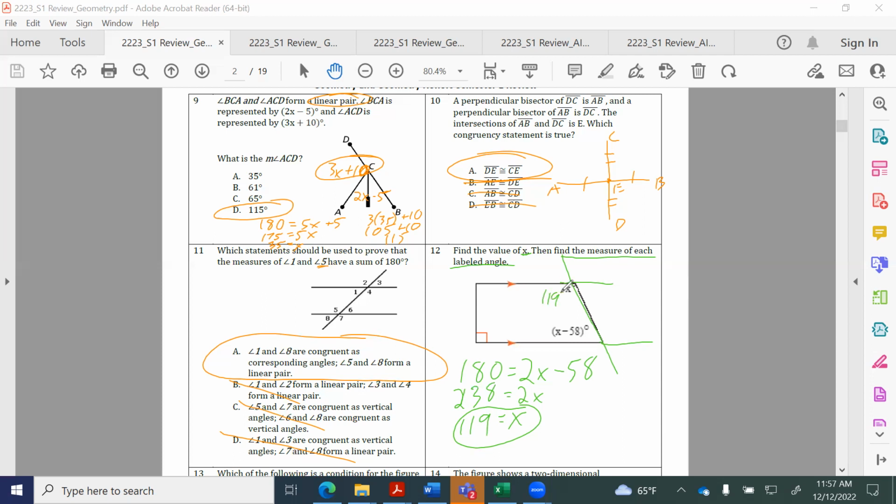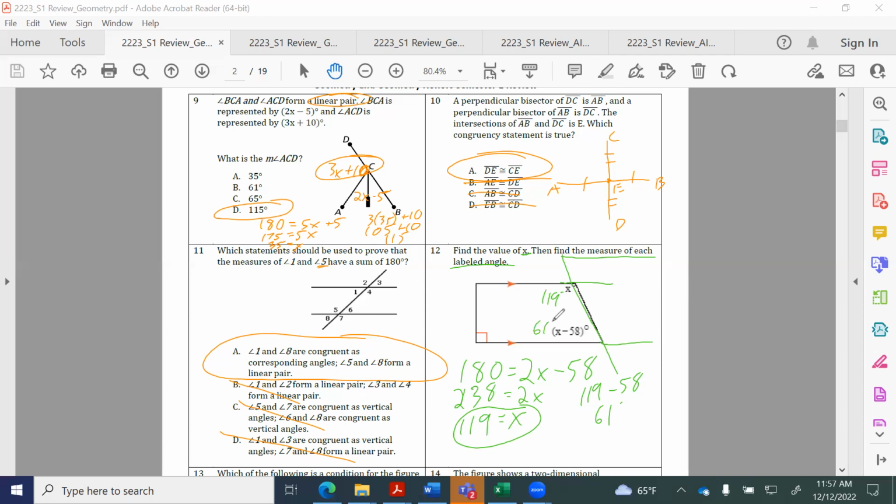Now when we put this in, it should make sense. 119 minus 58. Subtract. And that should give me what? Is it 64? No, not 64. That's 61, right?